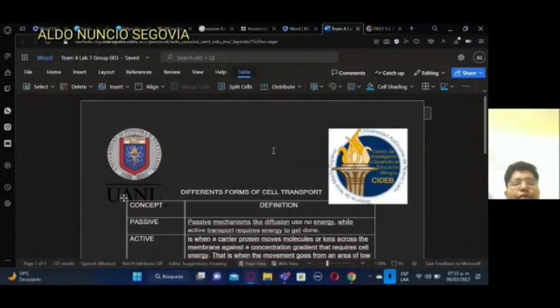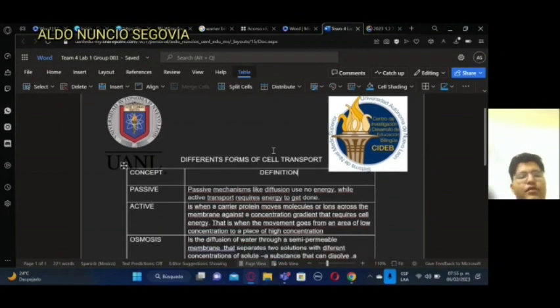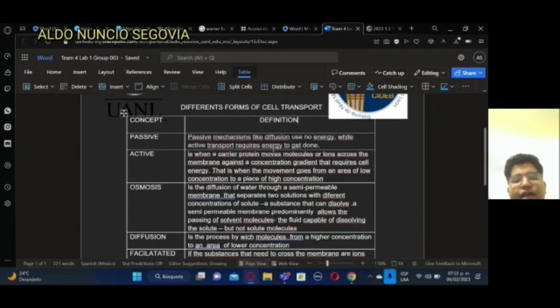Hello, my name is Alonso Segovia, and I'm going to tell you about the different forms of cell transport. Passive mechanisms like diffusion use no energy, while active transport requires energy. Active transport is when a carrier protein moves molecules or ions across the membrane against a concentration gradient, which requires the cell's energy. The movement goes from an area of low concentration to a place of high concentration.